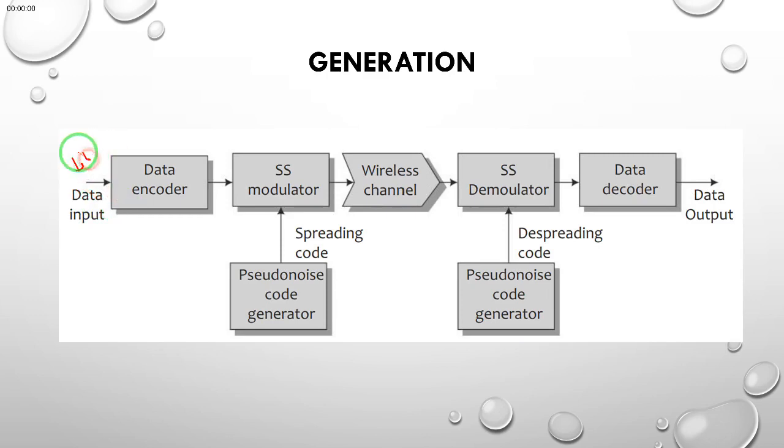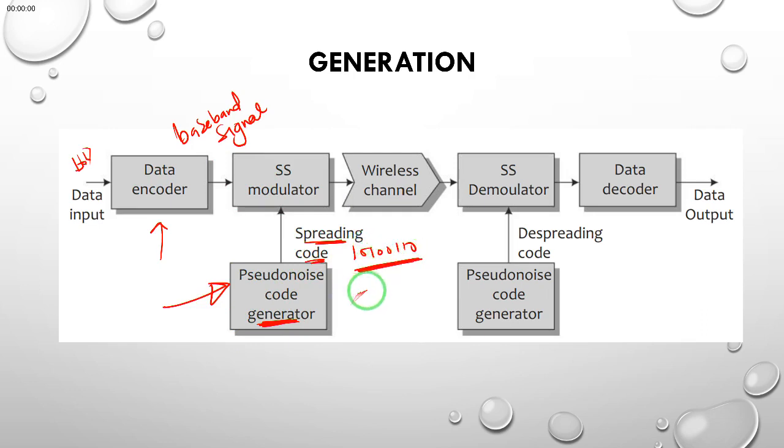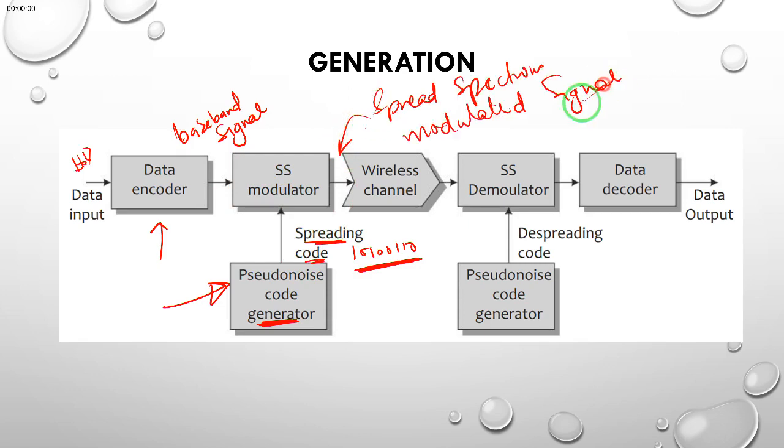This is the general structure of a spread spectrum system, in which we have binary data arriving here, and then it goes through a data encoder. The data encoder is the one producing the baseband signal for us, and then we use a pseudo-random noise code which is generated by some algorithm. This spreading code is just a sequence of ones and zeros, and it normally depends on the number of shift registers that are there. We look at that in more detail later. This spreading code is modulated by the baseband signal to generate a spread spectrum modulated signal, which is now sent to the wireless channel.